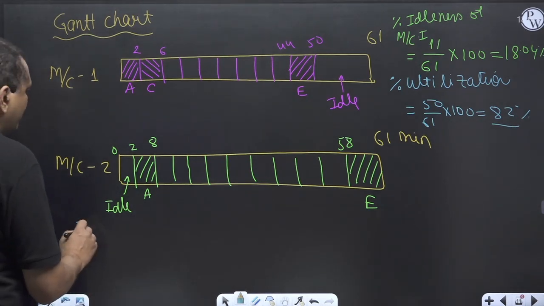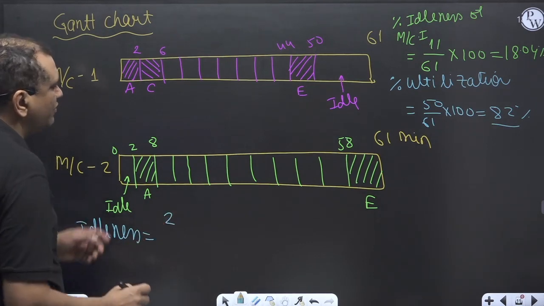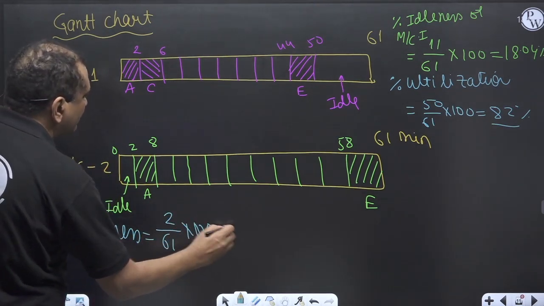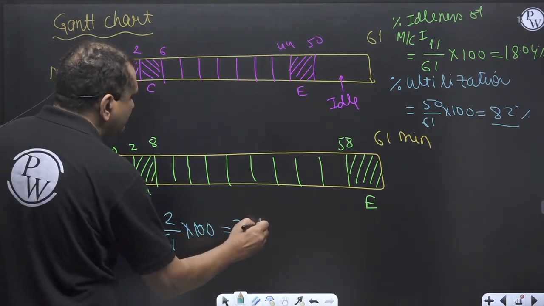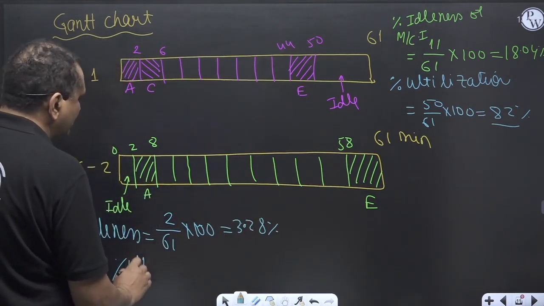Now for machine 2, it is idle only for 2 minutes. Divide by 61 into 100. Percentage idleness for machine 2 is only around 3.28%. Or you can say percentage utilization.